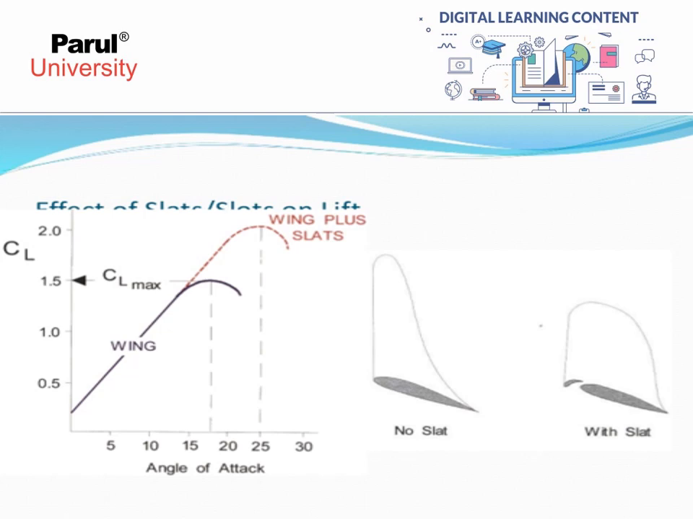Which one has the higher value, with slat? The pressure distribution will be higher, so the CL value will be high, because lift depends on the pressure distribution, or the difference between the pressure on the upper surface and lower surface. This is the effect of slat slot on the lift. Okay, understood? Now we can go for the next.